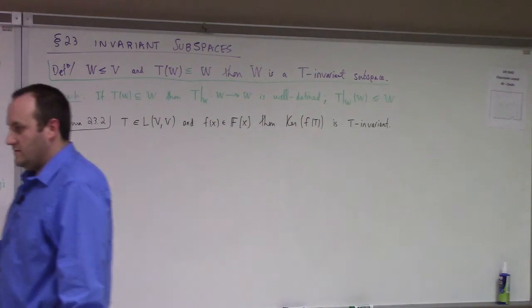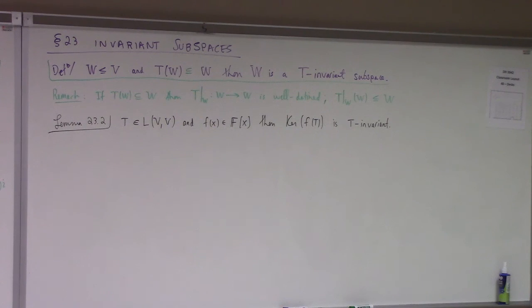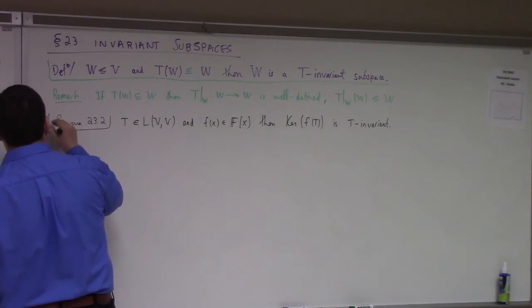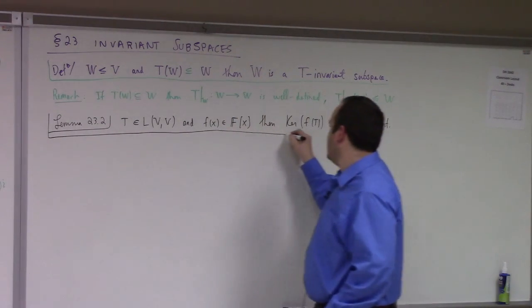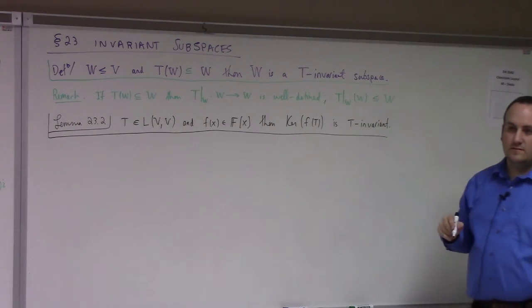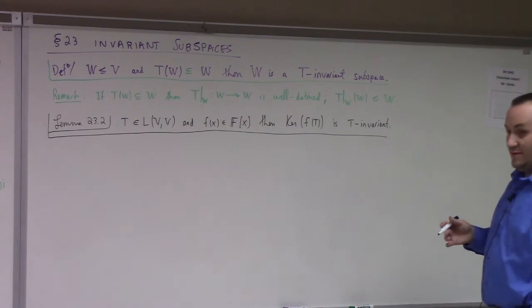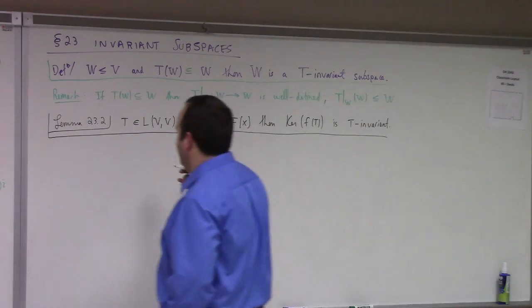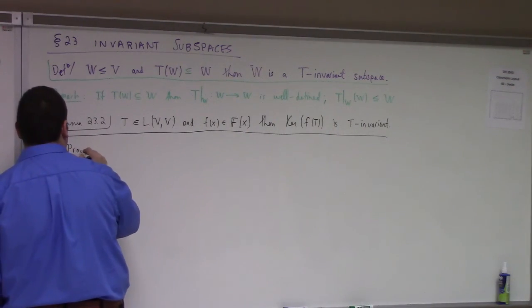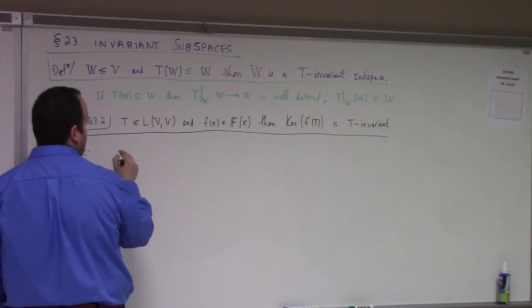In other words, a simple way of constructing T invariant subspaces is simply to look at the kernel of various polynomials. Of course, we have some very special polynomials in mind. But let me show you the proof. It's really pretty and easy to understand, actually.